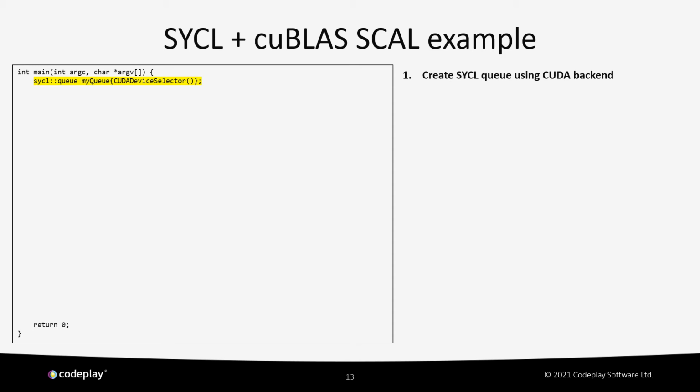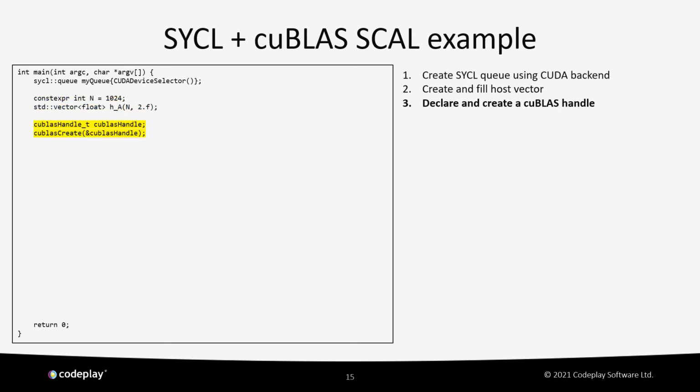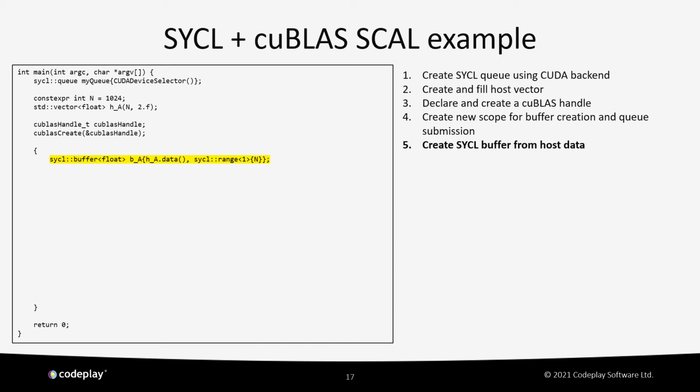Firstly, we're going to create a SYCL queue using our CUDA device selector. Next, we create and fill our host vector. Next, we declare and create a cuBLAS handle. Now we need to create a new scope for buffer creation and queue submission. Inside the scope, we create a SYCL buffer from our host data. Now we create a command group submission to the queue.